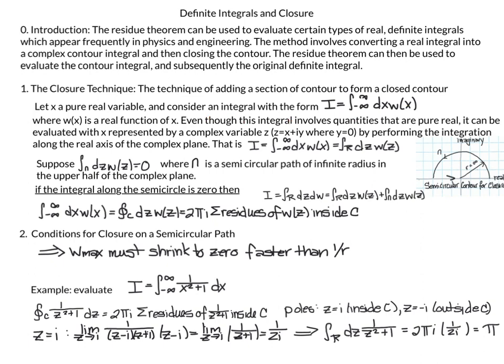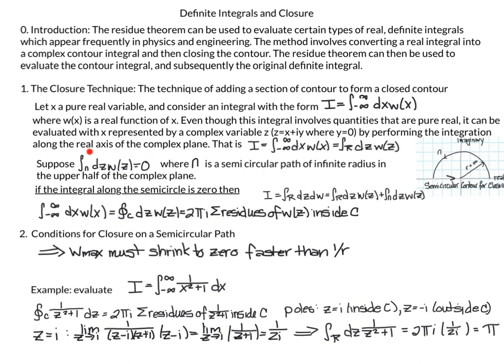So x is purely real, and w is a real valued function assigning a real number to the real value x. Even though this integral involves pure real quantities, we can evaluate it by representing x with a complex variable z. In particular, z will be equal to x plus iy, where y is equal to 0. Then we perform the integration along the real axis of the complex plane. But because we're on the real axis, we're still just plugging in real numbers into w(x). That is, our original integral from negative infinity to infinity of w(x), where x is a real number, is equal to the integral along the real axis of w(z), where z is a complex number.